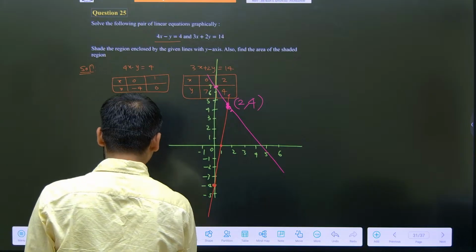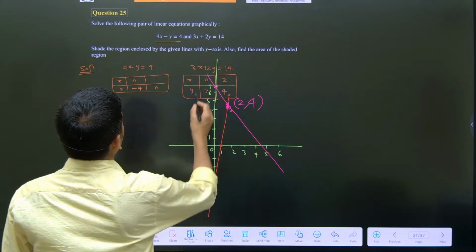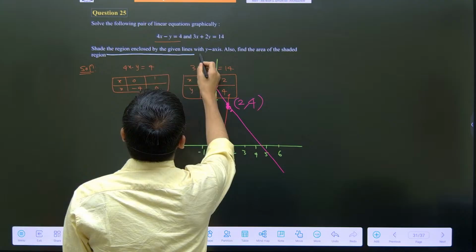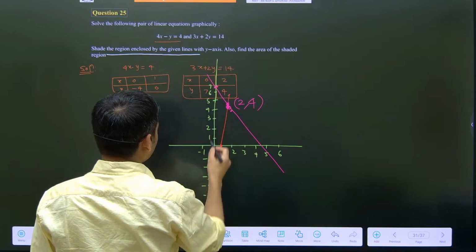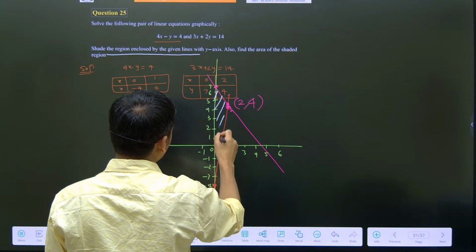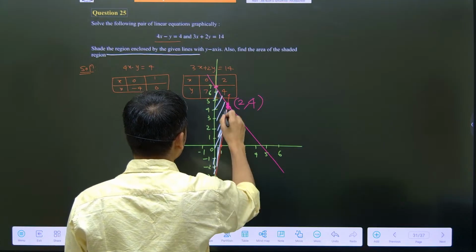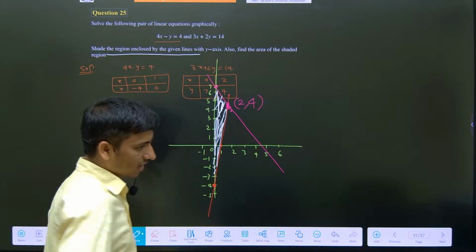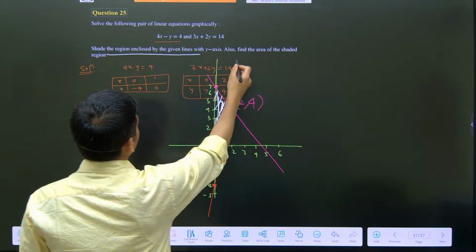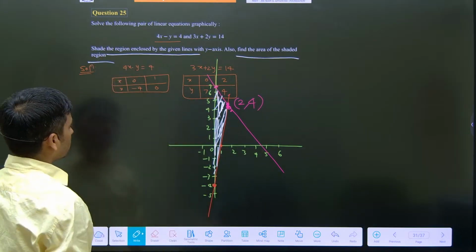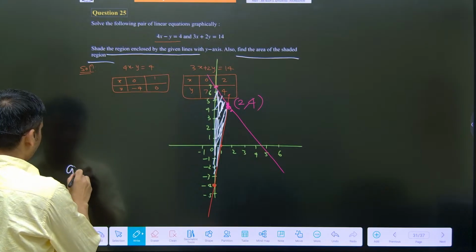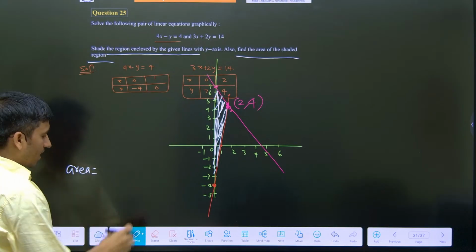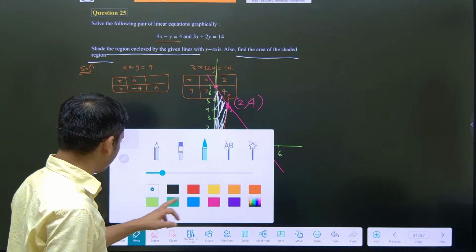But they're asking one more thing now. Shade the region enclosed by the given lines and the y-axis. So can I say this is the region we have to shade? This is the region enclosed by the two lines and the y-axis. And is it actually a triangle? They're asking you to find the area of the shaded region, right? So if you have to find the area of the triangle, we can apply half base into height, guys. That will be enough, right?